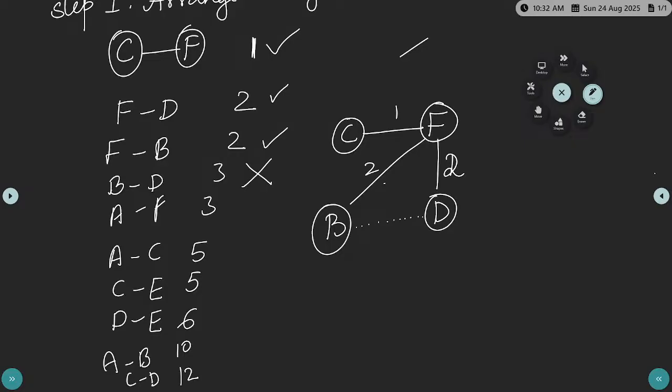A to F. Where is A here? There is no A node. So I am taking A. A to F, how much is the cost? 3. Is it forming a cycle? No.